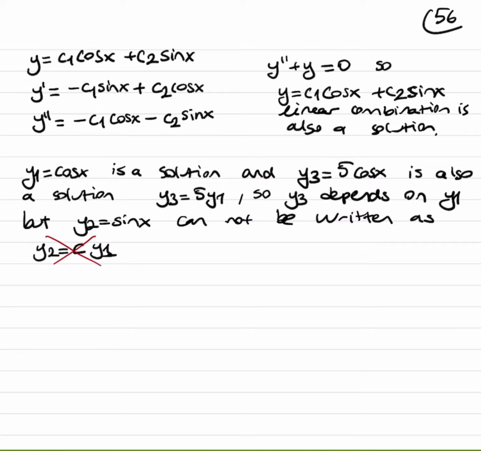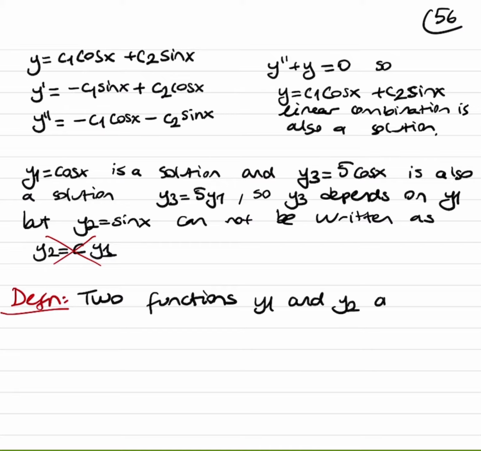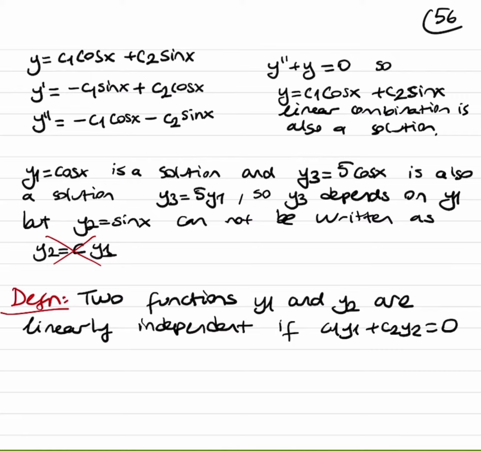So we have a definition here, linear dependence. What we mean is that y2 and y1 are linearly independent. We cannot write one of them as a multiple of the other. So we say two functions, y1 and y2, are linearly independent if c1 y1 plus c2 y2 is equal to 0 only when c1 is equal to 0 and c2 is equal to 0.